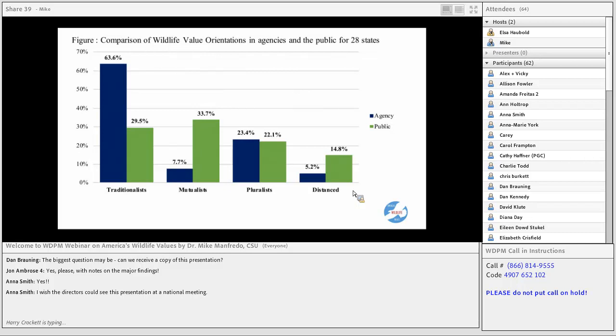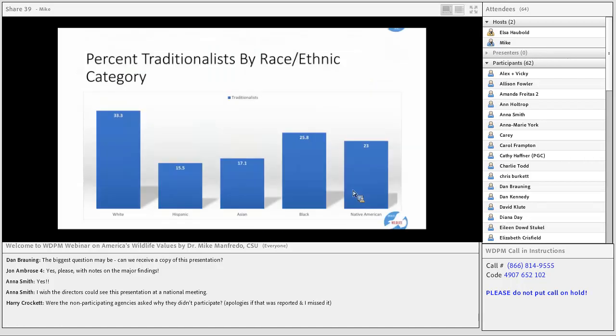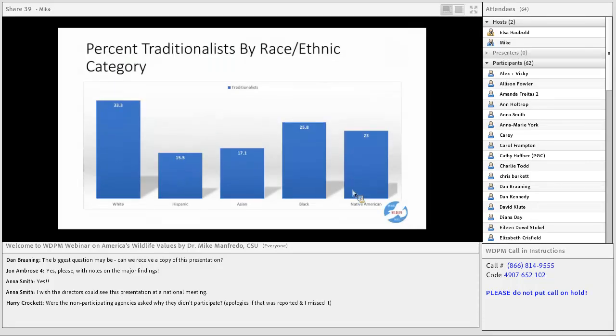And then, of course, you would probably expect that there's a difference with the distance category. There are a lot of distance folks in the agency. So it's pretty clear, and I can tell you right now, in the states that are more mutualist, the gaps are greater, because the agencies aren't reflecting, not that they should, but they certainly are different than the publics that they serve.